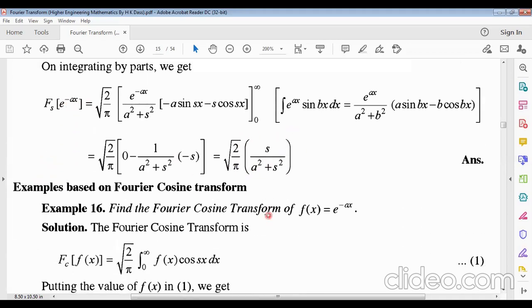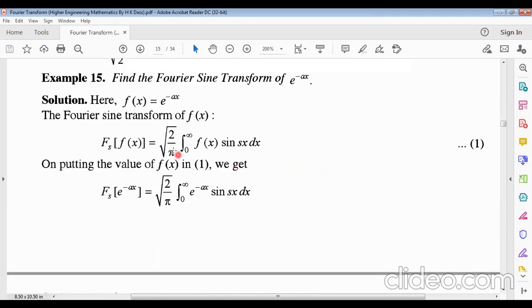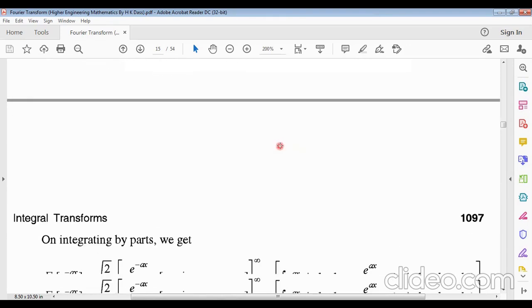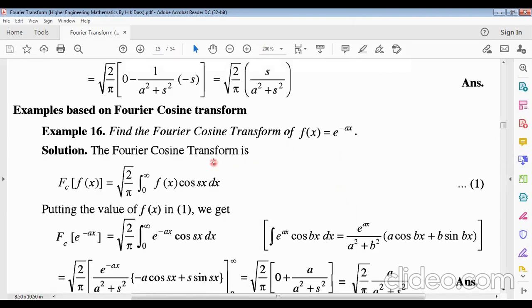Okay. Now cosine, how to find the cosine transform? Fourier cosine transform. Find the Fourier cosine transform of f of x equals e to the power minus x. Same example, just using the formula. Cosine transform means what? Actually, we are using formula number 3. The Fourier cosine transform from formula number 3: Fourier cosine transform of f of x equals root over 2 by pi, integral 0 to infinity, f of x cos sx dx.